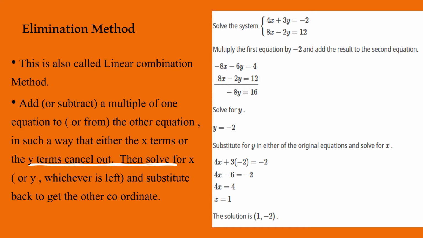So you get an equation in terms of y. Solve for y, which is negative 2. Plug in this value of y in any one of those equations. So your first equation is 4x plus 3y, and in this, y is negative 2. So you get x equal to 1, and that will be the solution.